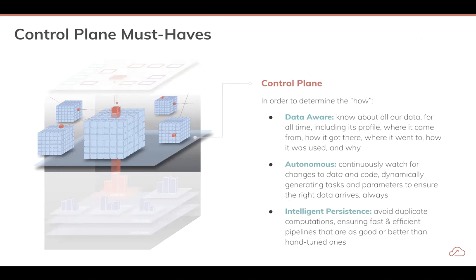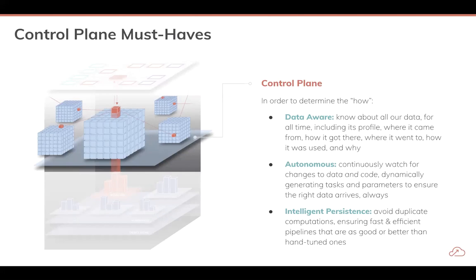The system must fundamentally know about all data moving through the system for all time, including the profile of the data, where it came from, how it got there, where it went to, how it was used, and why. It sounds like a lot, but it's incredibly important because this is what we implicitly are doing as data engineers. When we're writing code for this, we're baking those assumptions into our system. So if we can offload that to a control plane, that makes our life a lot easier.